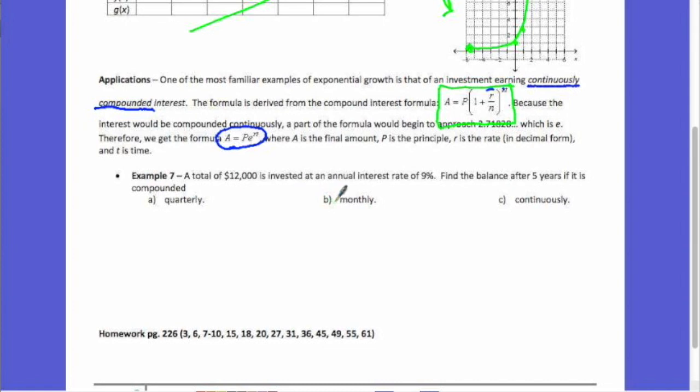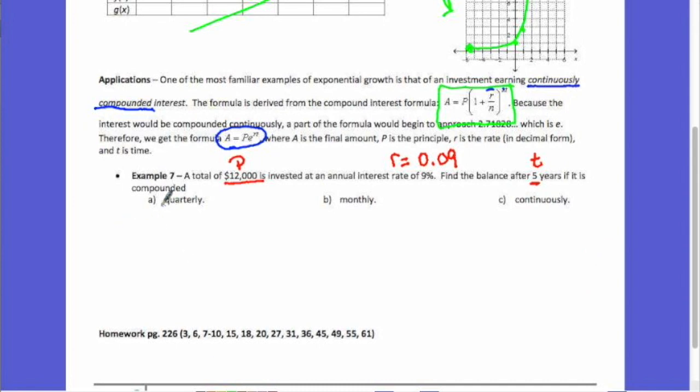So for A and B, I would need to use this formula, versus on C, when it's compounded continuously, I need to use the PERT formula. But we need to figure out what our variables are in the problem. So if a total of $12,000 is invested, this total becomes my P. And it's an annual interest rate of 9%, so we need to put that in as 0.09. We change it to a decimal. And that becomes my R. And then find the balance after 5 years, so that is going to be my T. Now it's a matter of just plugging it into each of the formulas.